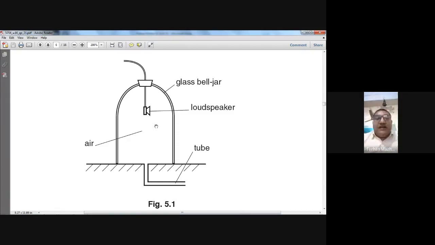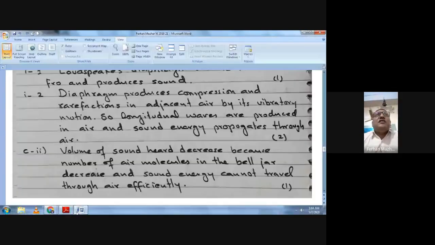So the medium is disappearing because sound waves require a medium to travel. As the medium disappears, the sound heard outside will become lower and lower. Its volume will reduce. I have written its answer. Let me read that answer also.